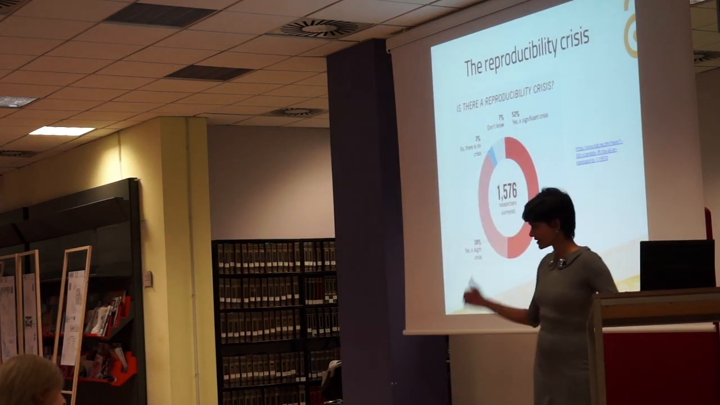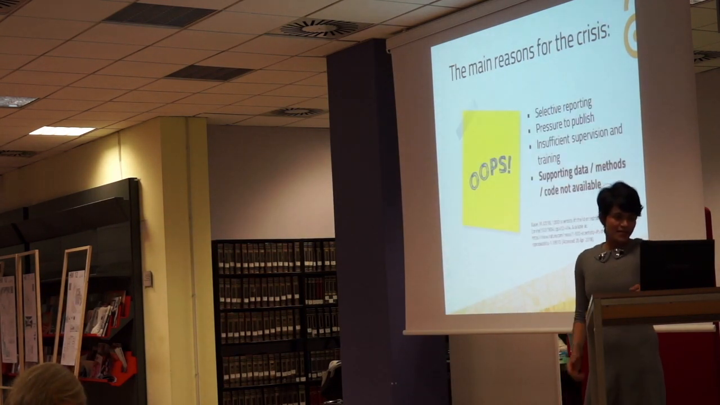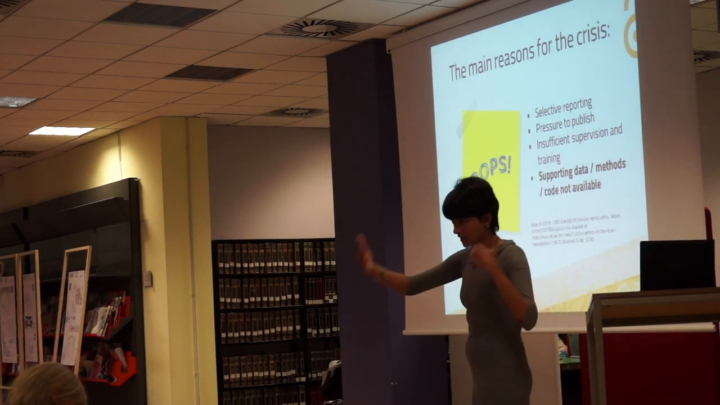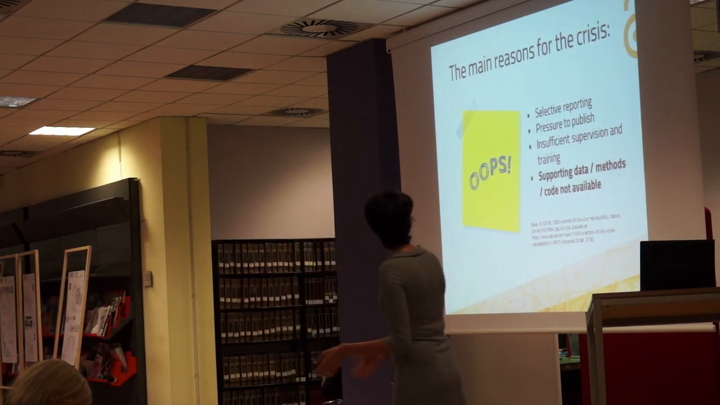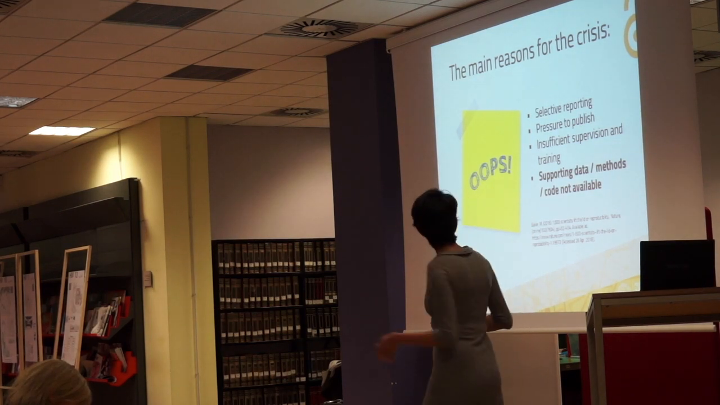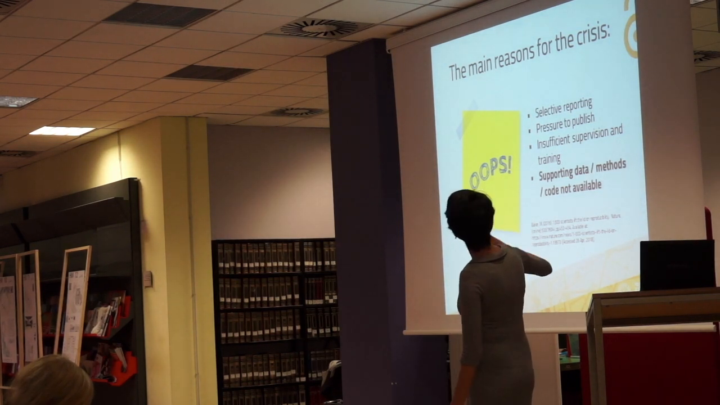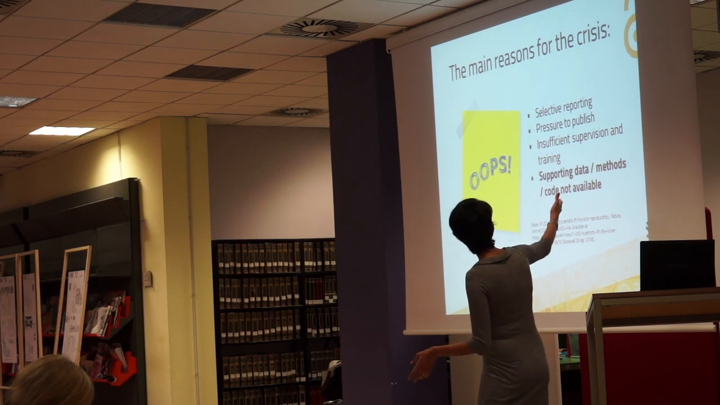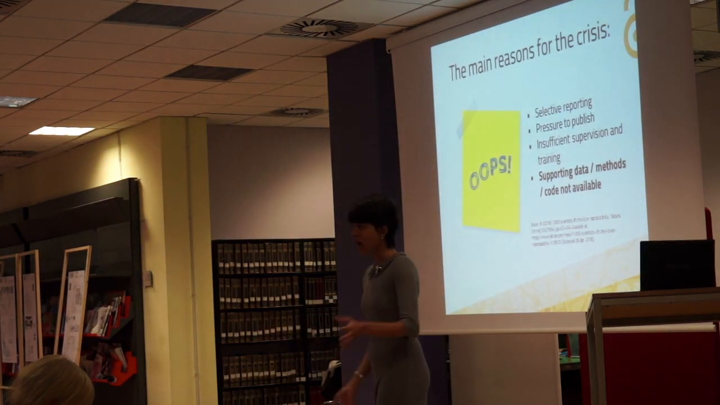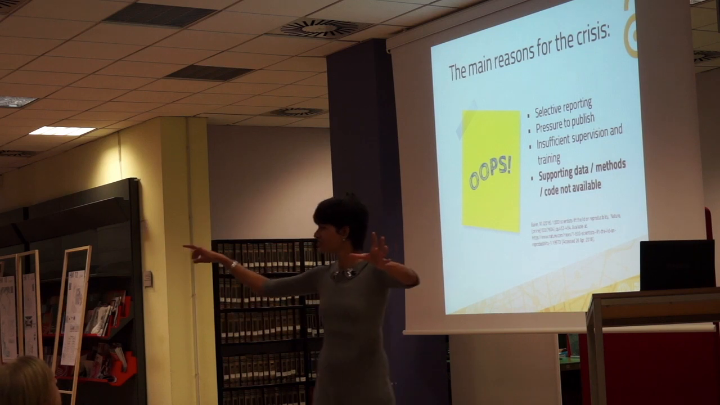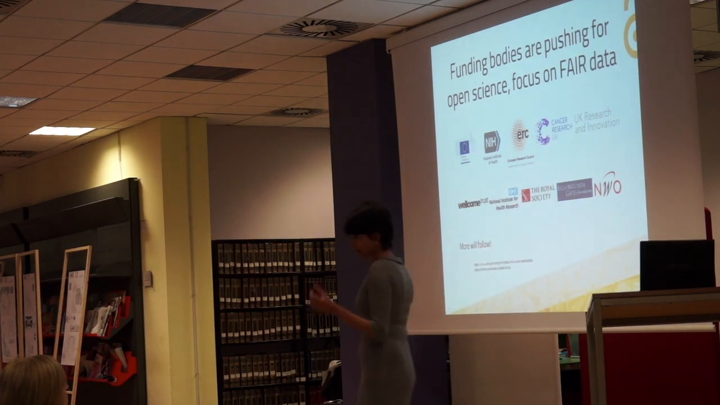And funding bodies are taking note of this. We are giving you a lot of money, and is this what we get? That's one of the things. So one of the main reasons for the crisis, also in the same report, was selective reporting, like I said, only publishing positive results, insufficient supervision and training, which is a systematic issue. Pressure to publish, again, is also a systematic issue. However, the thing a researcher can do, which is also the main issue, is providing supporting data, methods, and code for your results. It's just evidence for your results. How did you get this beautiful graph? Can you point to me which data set you used?